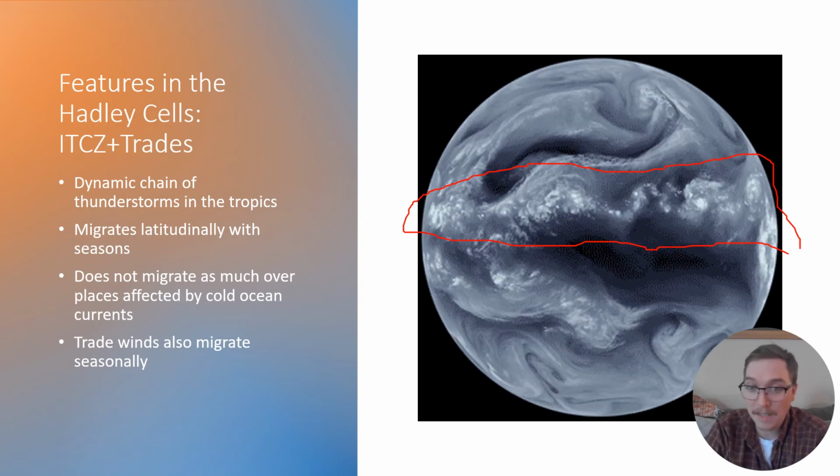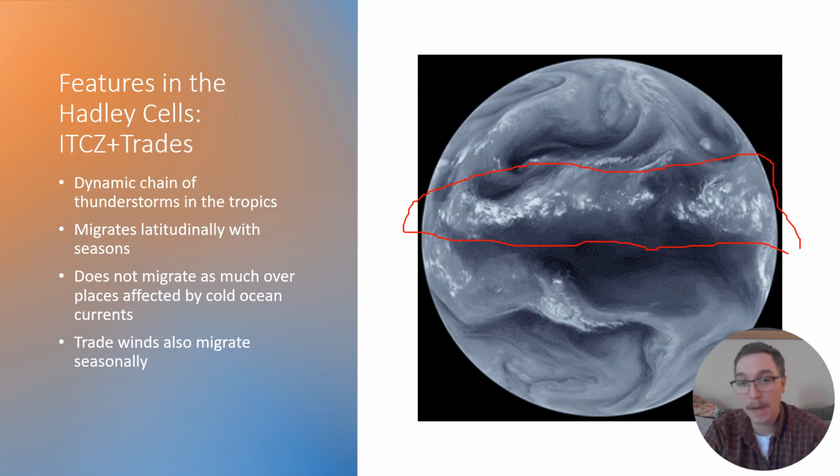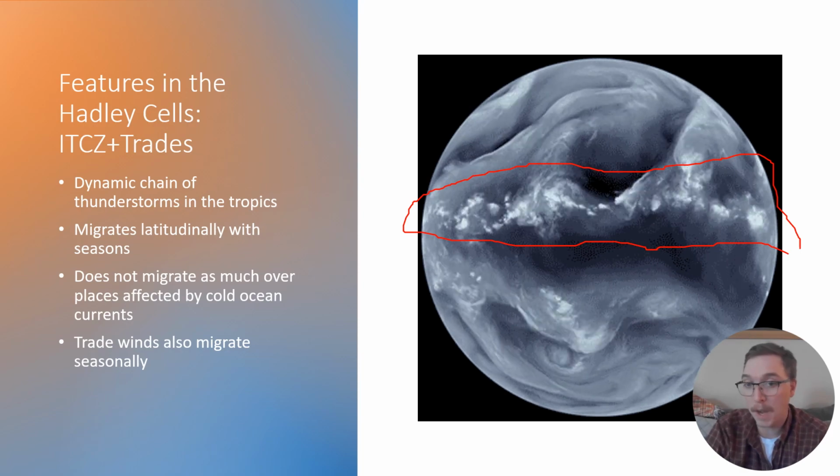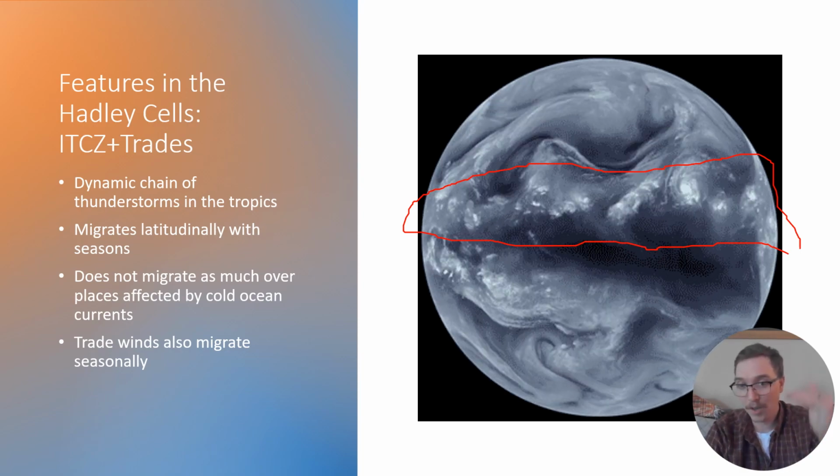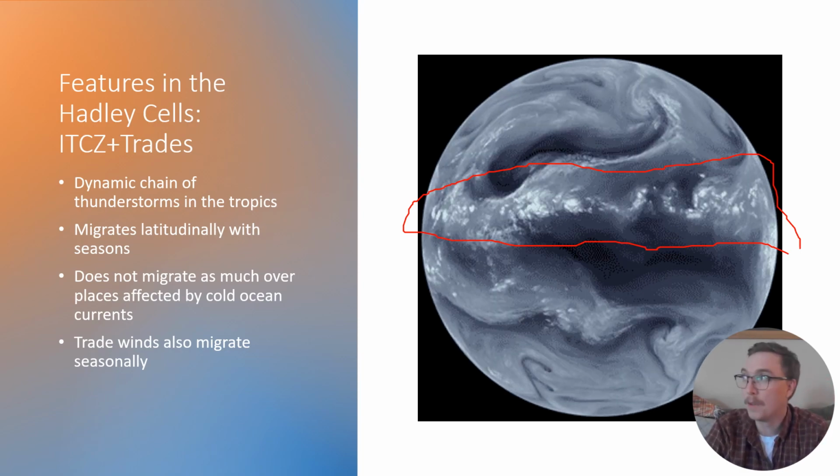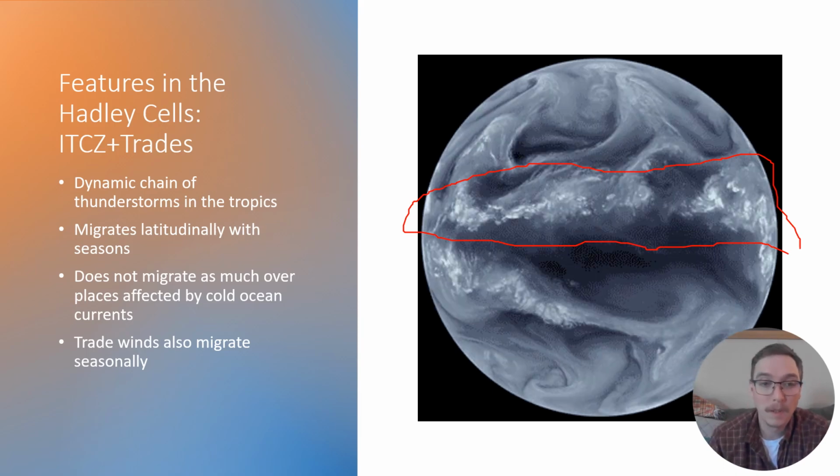And because this ITCZ migrates, the trade winds also migrate seasonally. So they shift up and down latitudinally as well.